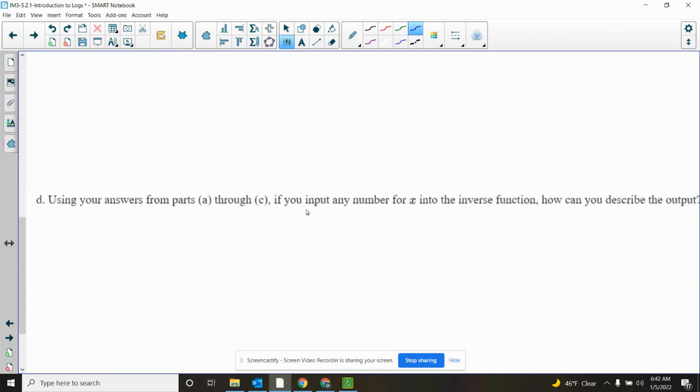So using these answers, if you put a number for x in the inverse, how can you describe the output? Not the most straightforward question, but it comes down to this. When a number goes in, the output, the y value, gives us an exponent. Specifically, it gives us the exponent that we need to put on 3 to get the number that we started with. We'll summarize that idea in the next part of the lesson.